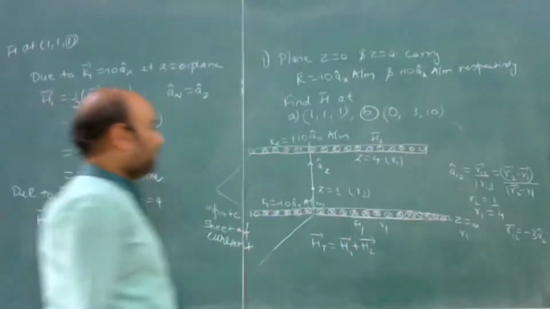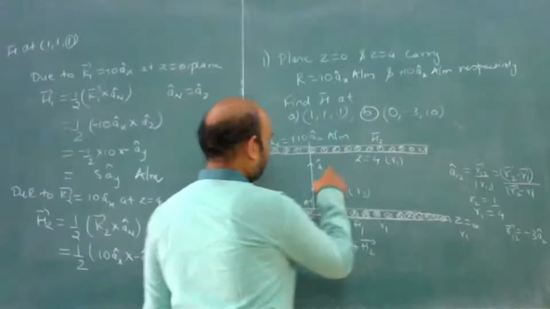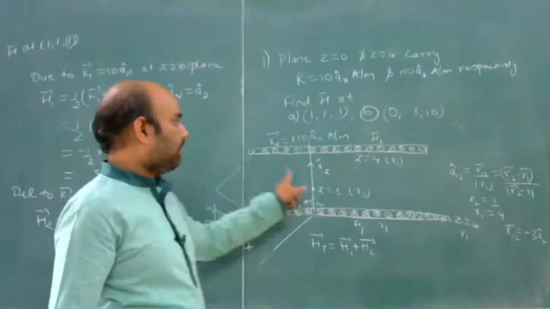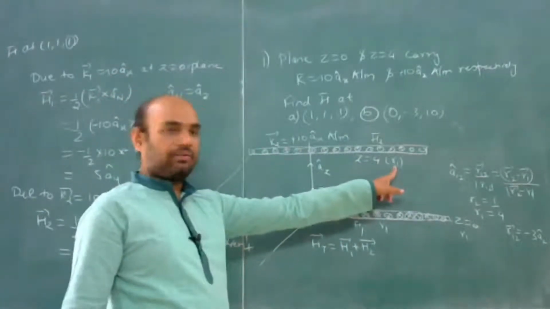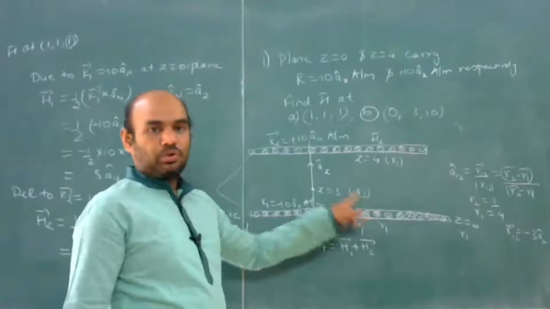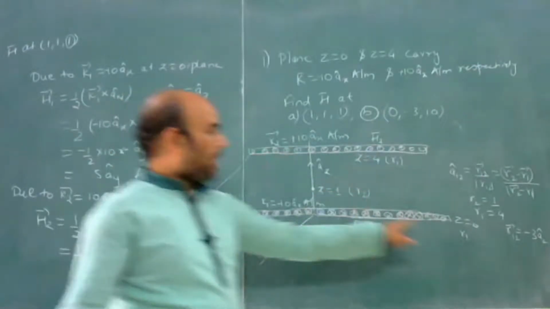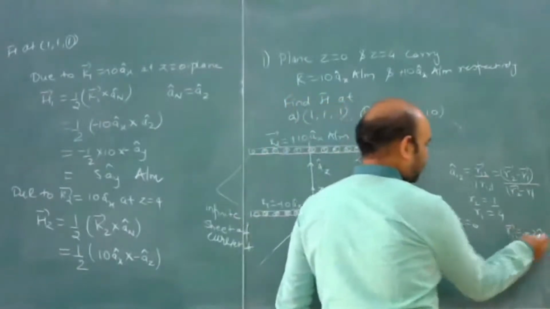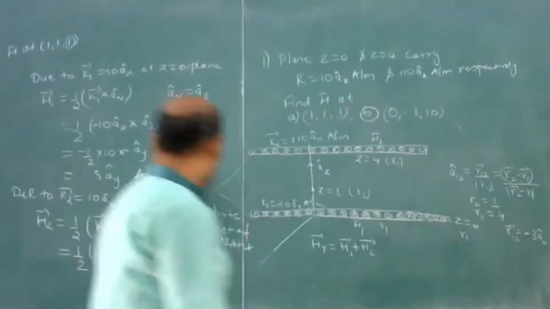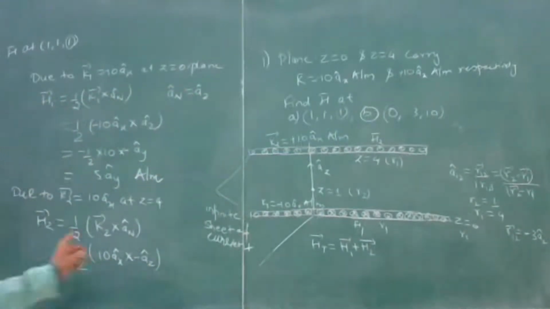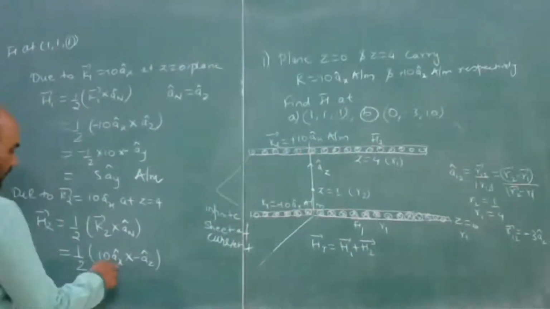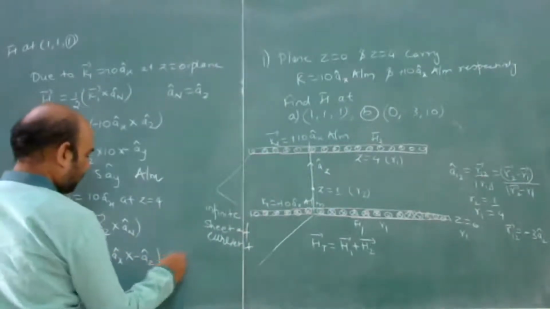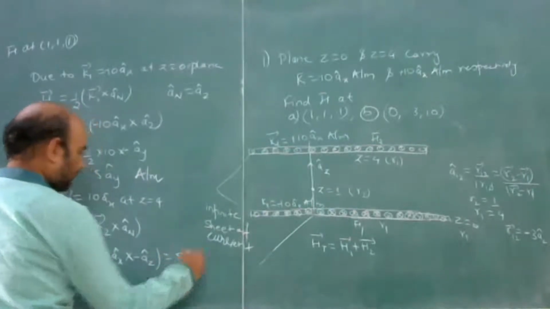When we are calculating for the second sheet of current, that is placed at z equal to 4, now this will become R1 and this will become R2. So 1 minus 4 gives you minus 3 Az. We have to consider only the sign, so this will be minus. You have to remember this thing. So Ax cross Az is minus Ay, and minus minus will become plus, so this will be Ay.